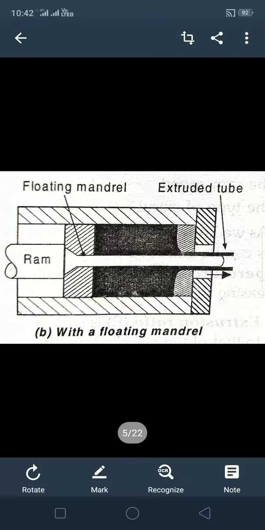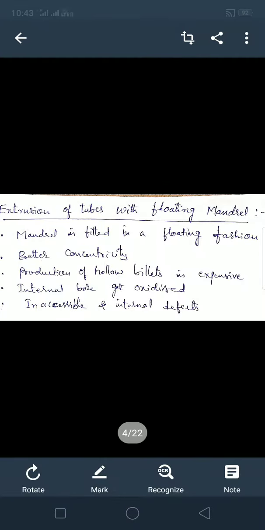So, with the floating mandrel, how are hollow tubes produced? With the fixed mandrel, the mandrel is fixed to the ram, and the ram and mandrel move in the same direction. In the floating case, the mandrel is fitted in a floating fashion, and better concentricity can be obtained. Even then, production of hollow billets is expensive, and the internal bore gets oxidized, forming inaccessible internal defects.